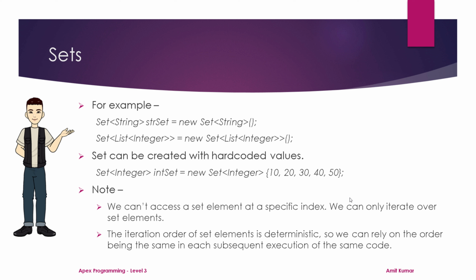The iteration order of set elements is deterministic, so we can rely on the order being the same in each subsequent execution of the same code. Though the set doesn't store the values in the same order that we add, it stores the values in a sorted fashion. And that sorted fashion is deterministic, so we can rely that it will give the same order of elements no matter how many times we execute the same code.